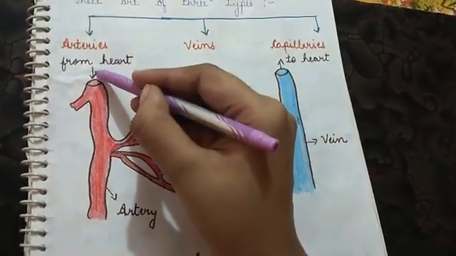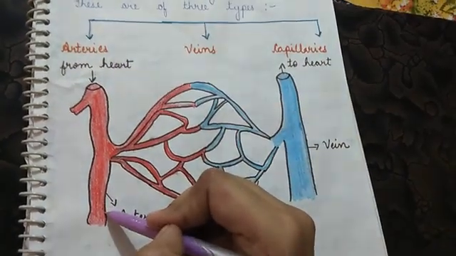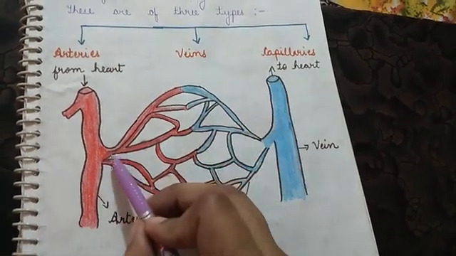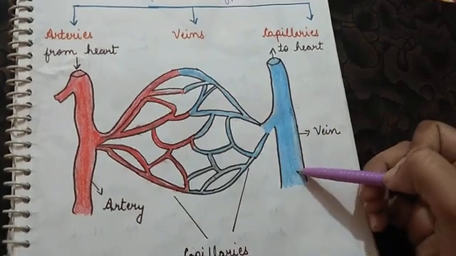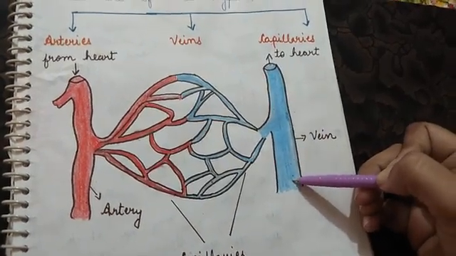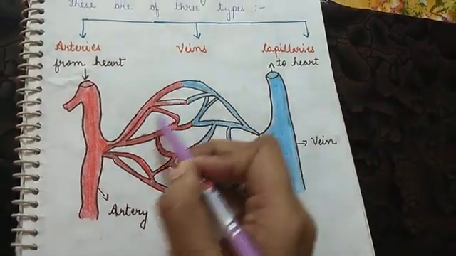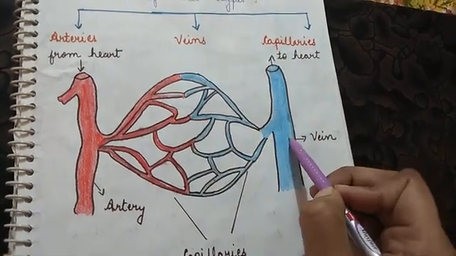So what do arteries do? They carry blood away from the heart to the body. Capillaries act as a connective tissue between arteries and veins. And what does vein do? Vein carries blood towards the heart. So here you can see this is artery, capillaries and vein.